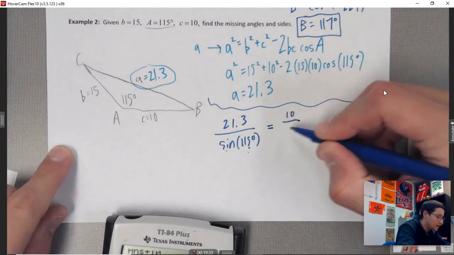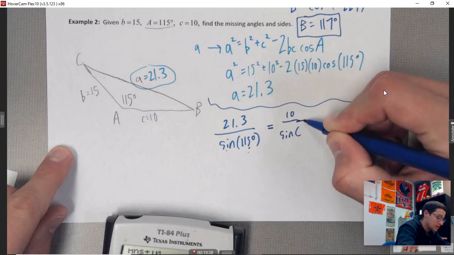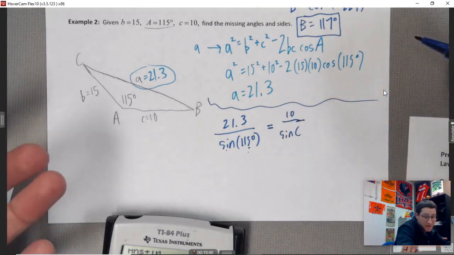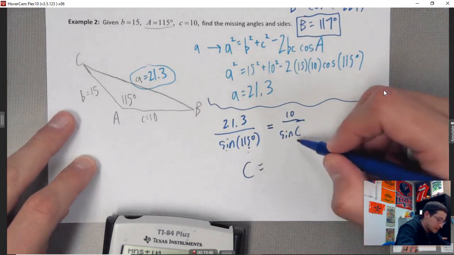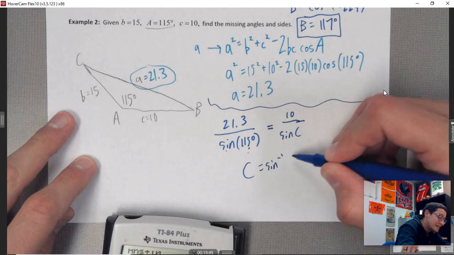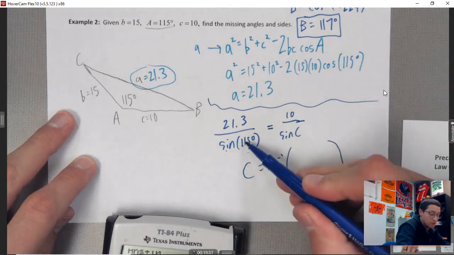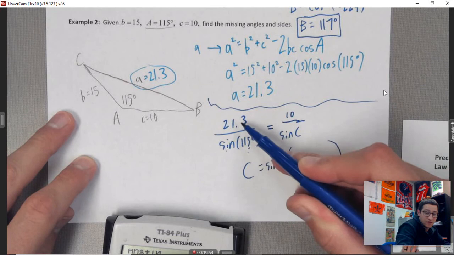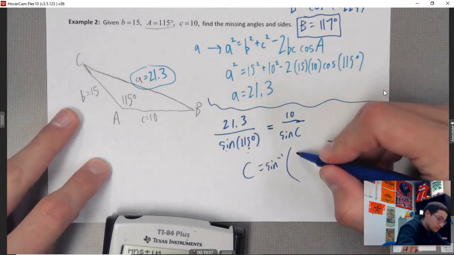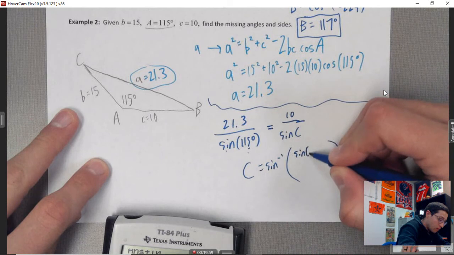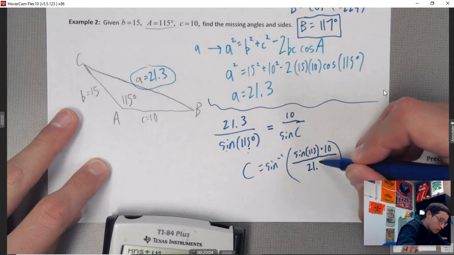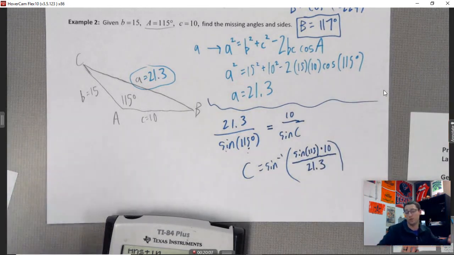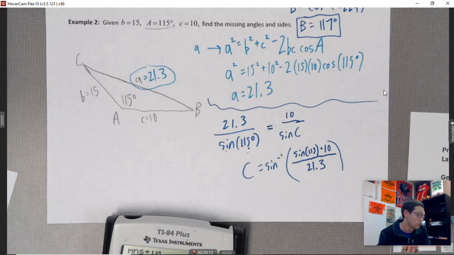So I've got 10 on top, and then sine of C on the bottom. Maybe we're okay with this, maybe we're not, but quick little step, right? C is equal to the sine inverse. You end up multiplying these two and then dividing by this. So it's sine of 115 times 10, but then over 21.3. Maybe we're cool with that, maybe we're not. But that is going to get you your C.